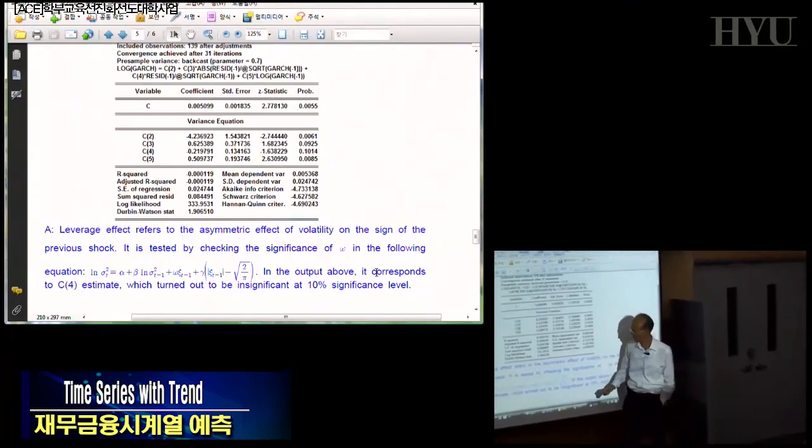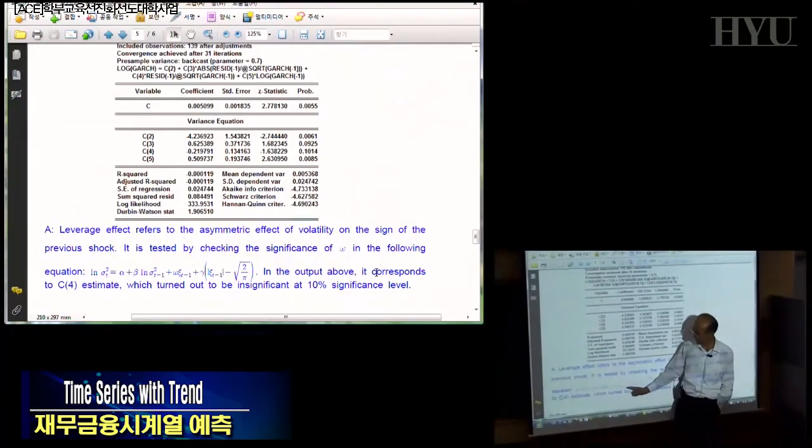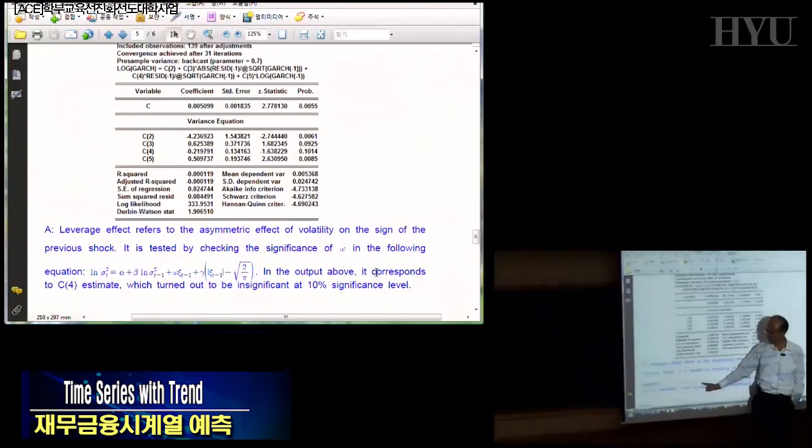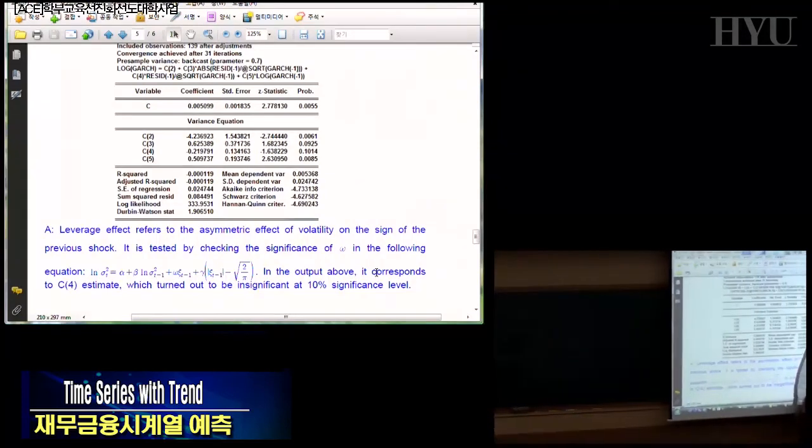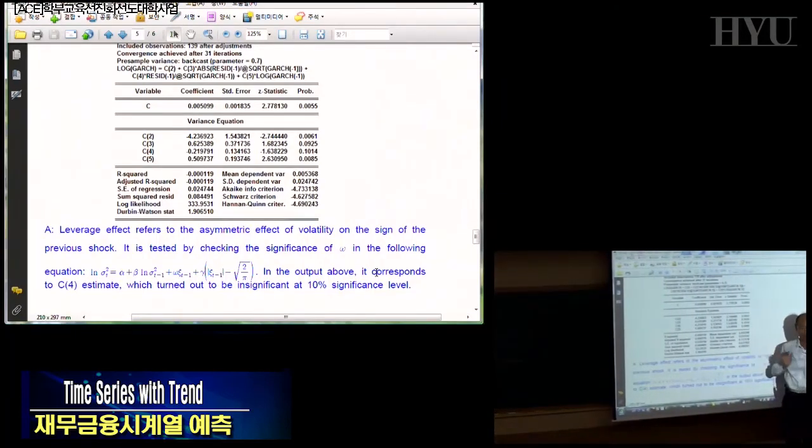So this is the psi t lagged one period, and this is omega, right? The last time I mistakenly said this is positive, but this is usually a negative coefficient, omega. If there is a leverage effect, this term is usually negative. Then this is the output.